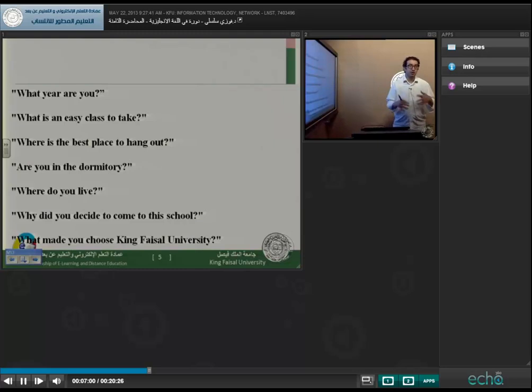For example, to hang out means to relax after classes, when students have time off, or the weekend, or in the evening after they finish their homework. They get together and hang out and relax and talk to each other, have conversations, a cup of tea, or things like that. Where is the best place to hang out? They would say, there is a coffee shop across the street, you can hang out there.